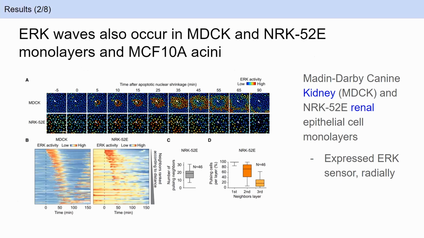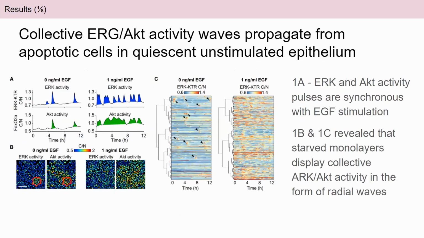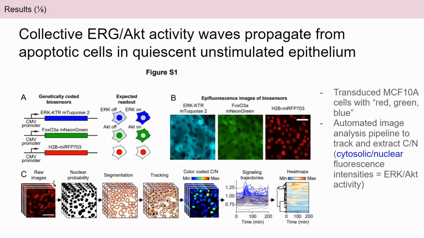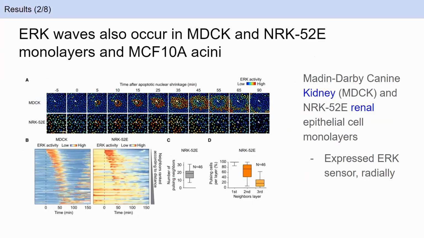Okay, so next they also try to observe in other cell lines. Just now the cell line is called MCF10A. This cell line is the mammary epithelial cell. And then they also tested it in the kidney epithelial cell, or maybe renal epithelial cell. So they actually found a similar observation as seen in the previous one.